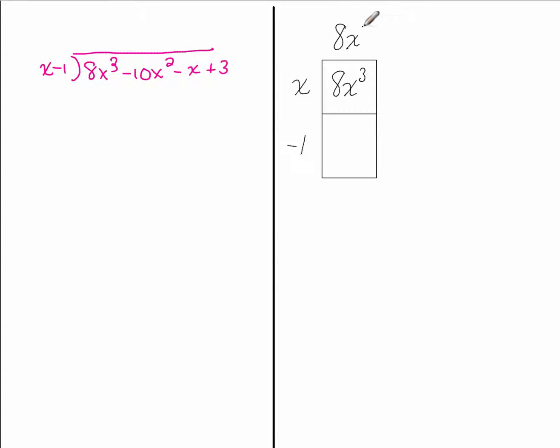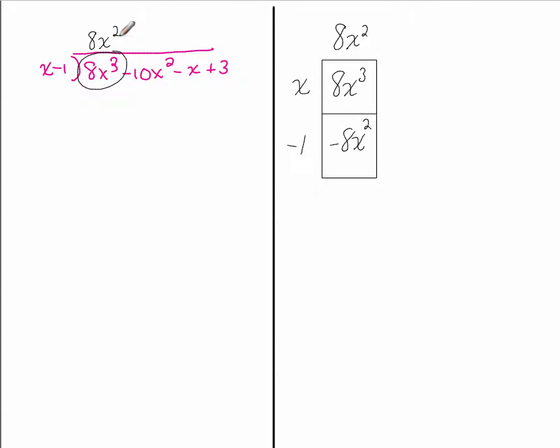8x squared. Well, you're doing the same thing over here. You're saying, here's your 8x cubed, except instead of being in the box, it's over here. So you were thinking, x times what gets me 8x cubed? 8x squared. Now over here in the tabular, we would just continue to multiply to fill in the rest of the column.